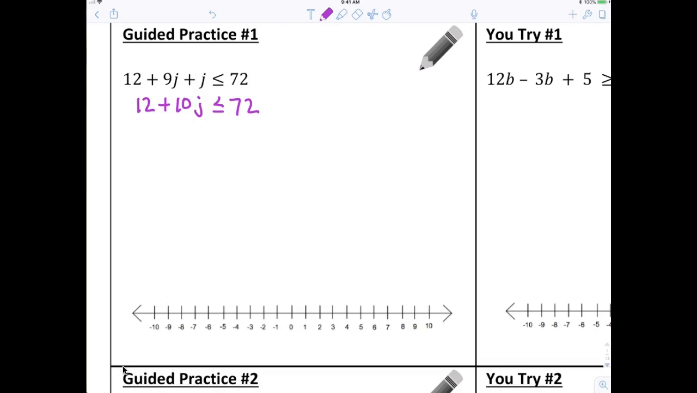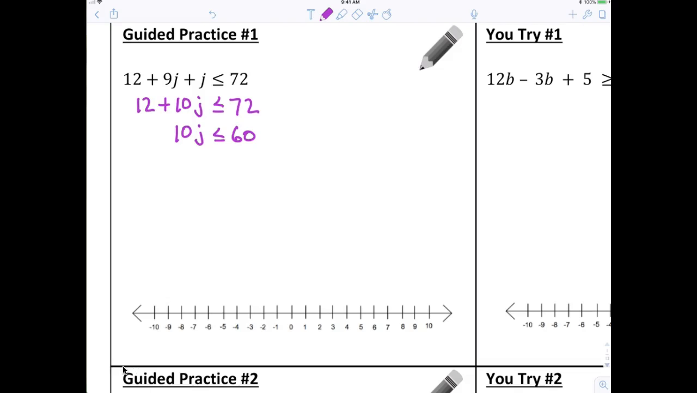Now remember, I want you to ask me questions. If you're not sure how I got 10, now's the time to speak up. Anybody have any issues? All right, next. Then you subtract 12. Because we're brilliant, we can just say 10j is less than or equal to 60. Girls, come on now. Kate.